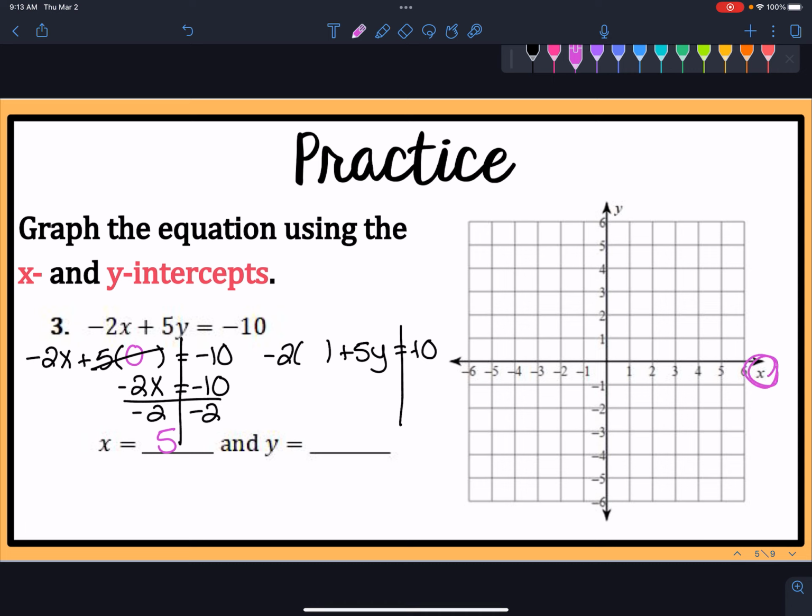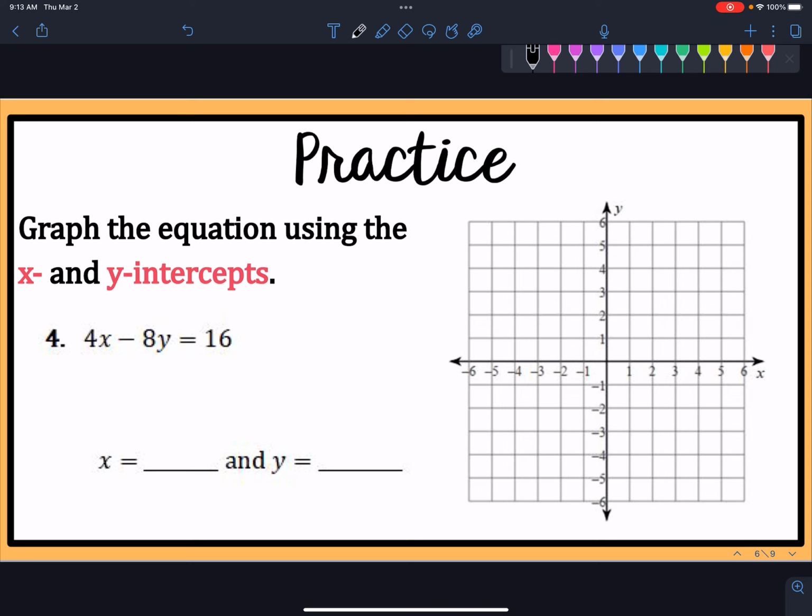I'm just going to go ahead and graph that. So on my x-axis, I have a point at positive 5. If I go and do my y's, my negative 2 times 0 cancels out, and I get 5y is equal to negative 10. Divide by 5, and now here I'm left with negative 2. So on my y-axis, I'm plotting a point at negative 2. And now I can connect my 2 points with my straight line.